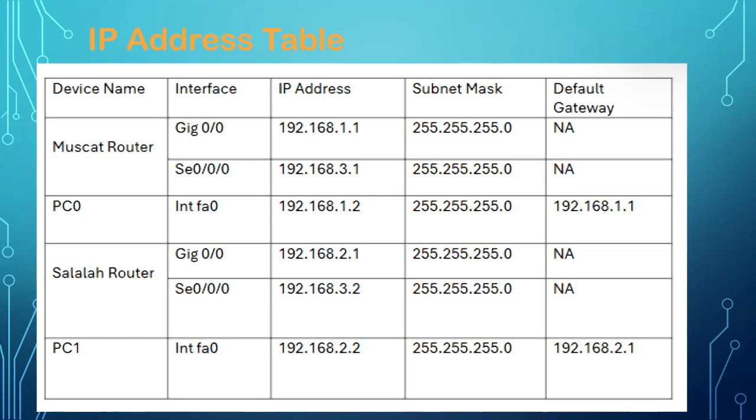Now see friends, this is the IP address table which we are going to use. Here I have used two routers, so I have given names to those routers, Muscat router and Salala router. These Muscat and Salala are the names of different cities in Oman. So for example, I have taken these names for the routers. And again, this Muscat router is connected through a gigabit interface as well as serial. And these are the different IP addresses used for these routers and PCs. So we are going to use this IP address table.